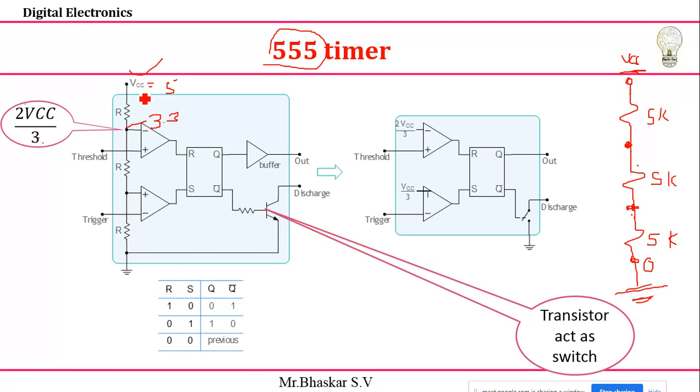Yeah. So VCC is 5 volts, and here we are getting a potential of 2/3 of VCC, which means 3 point something. See, the voltage is dropping. The voltage is dividing here through these resistors. After the second resistor, we are going to maintain some of the voltage, that is 1/3 of VCC.